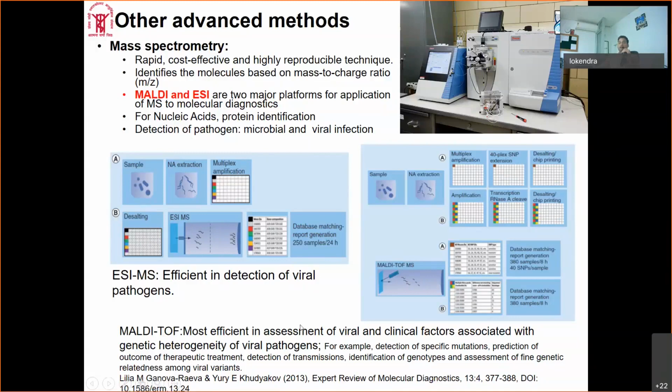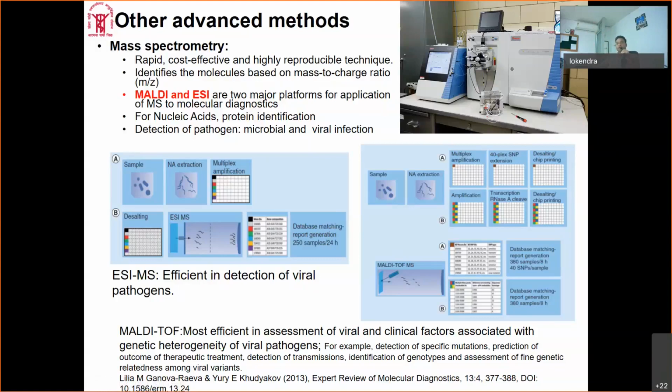So altogether, MALDI-TOF or ESI-MS are very useful in terms of detecting a viral genome or microbial genome as well as proteins, and can also routinely be used for detection of specific mutations, which can be useful for therapeutic improvement or various types of fine genetic relatedness among viral variants.